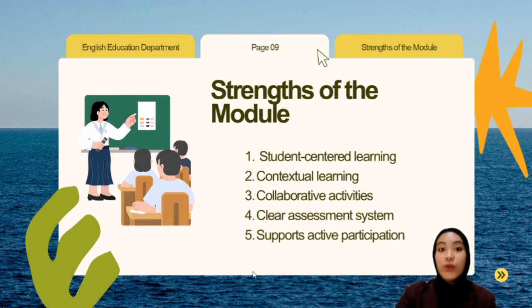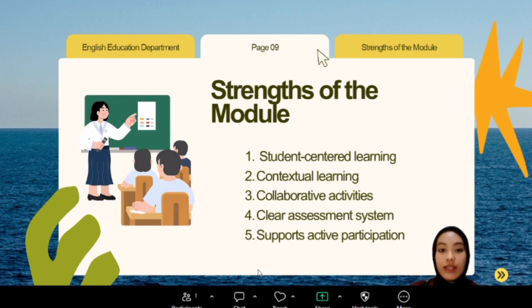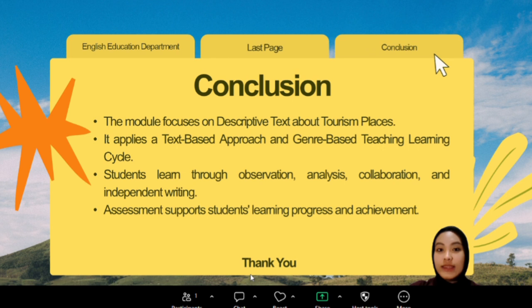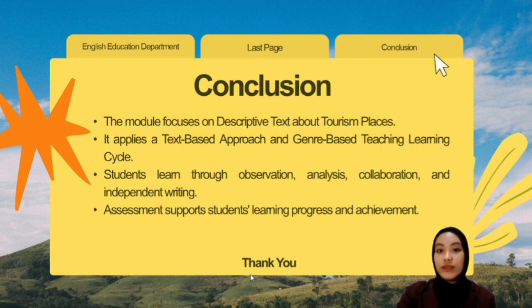For the fourth, the module includes a clear assessment system consisting of diagnostic, formative, and summative assessment. And finally, the module supports active participation and meaningful learning experiences for students. And the last slide is conclusion.